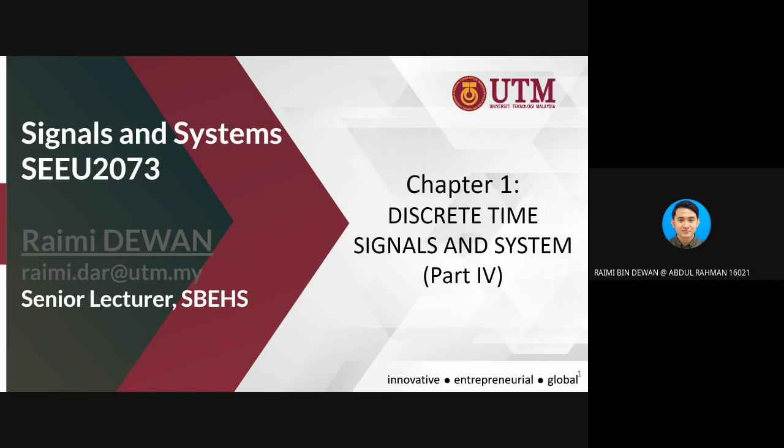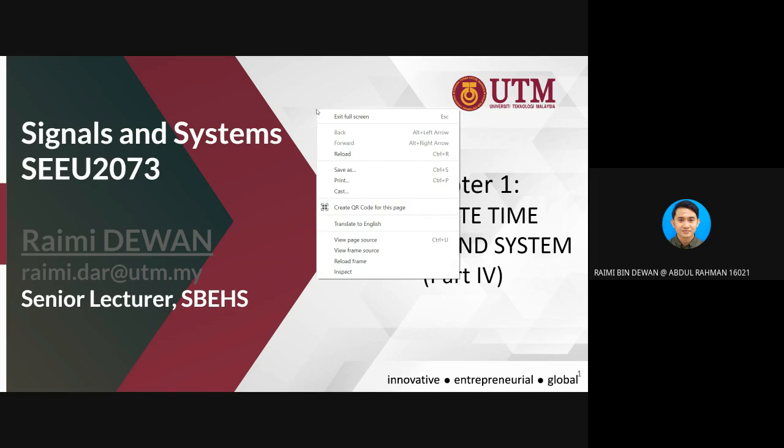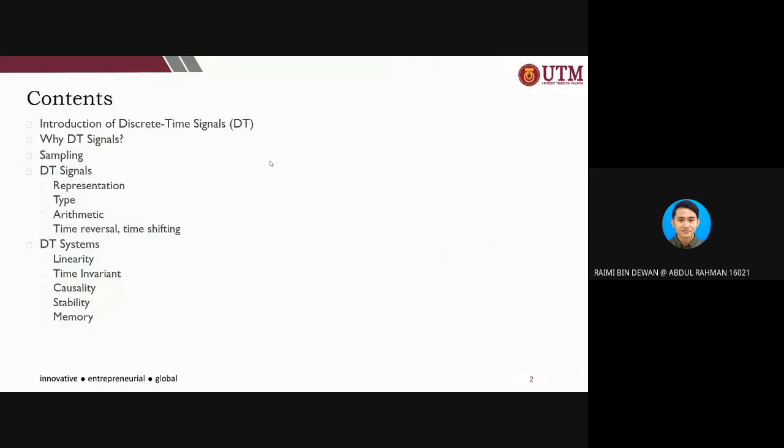So I will carry on with chapter 1, part 4, which is discrete time signals and systems. The content will be an introduction to discrete time (DT) signals, why we need DT signals, and sampling. For discrete time signals, we'll discuss representation, the types, the arithmetic, time reversal, and time shifting.